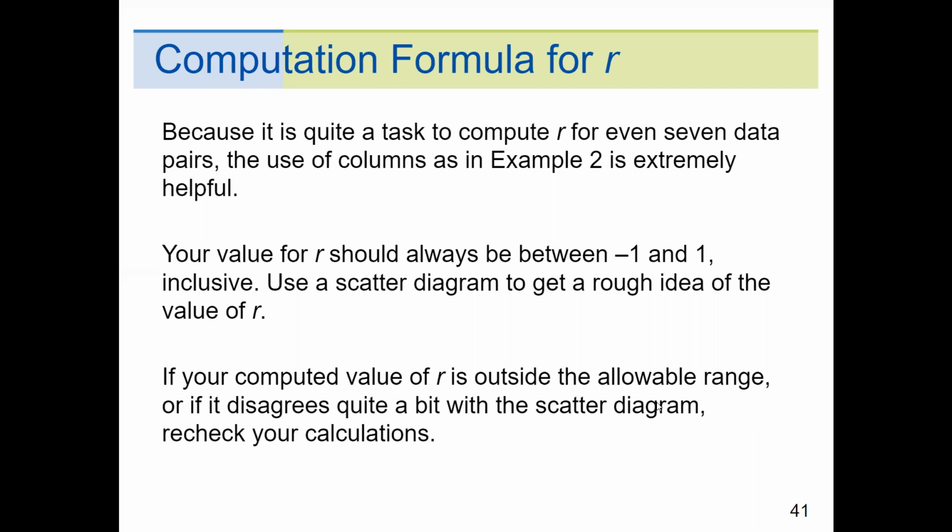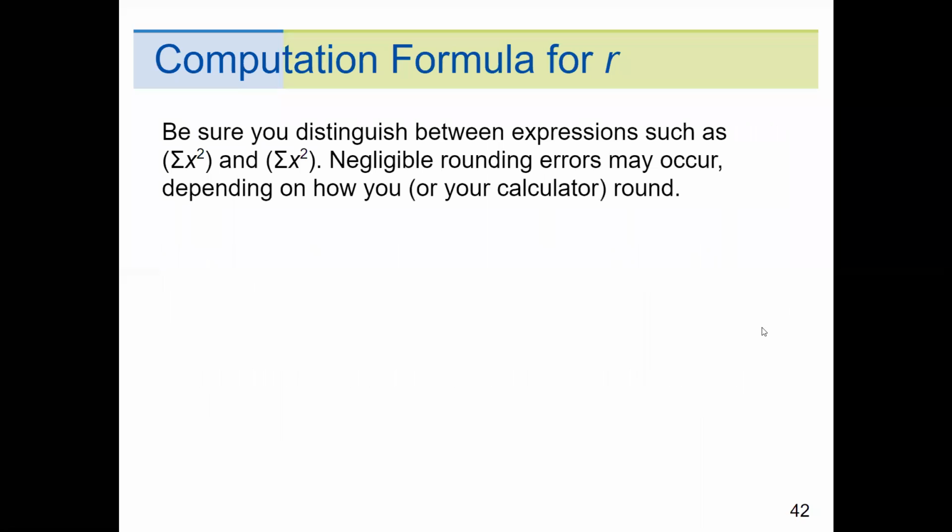Most software that you can make a scattergram with will have an option where you can display your R value. At this point, I know you all know how to calculate things, so I'm perfectly fine if you do that. Be sure you distinguish between expressions such as the summation of x squared and the summation of x, squared. What? Negligible rounding errors may occur depending upon how you or your calculator round them.